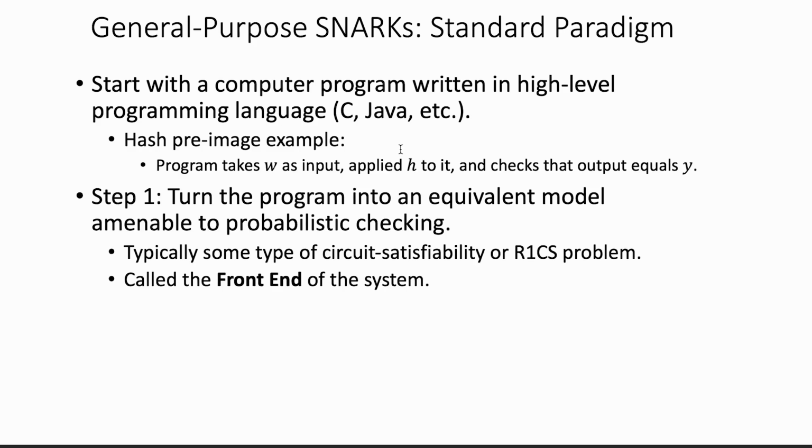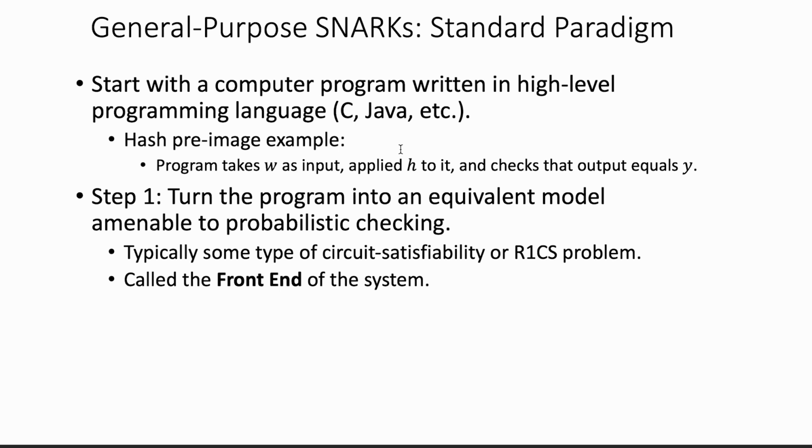Applying a snark directly to a computer program, conceptually, can't really be done. So the first step of this 2-step process is to transform that computer program into an equivalent model that is amenable to probabilistic proof systems. And typically this is some kind of circuit satisfiability instance or some generalization of this. Some people like something called R1CS. It's a generalization of circuit satisfiability. You don't have to worry about the details. There's a movement now to go even beyond R1CS. But this transformation from the program to something like a circuit is called the front end of the system.